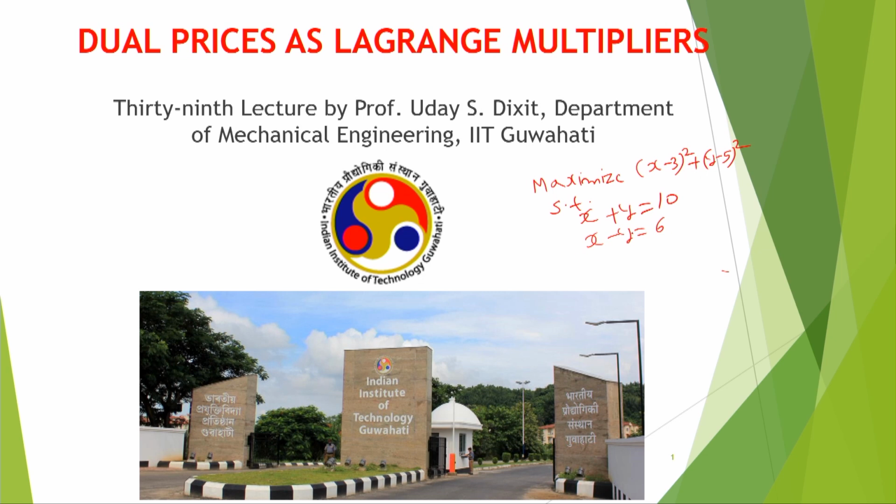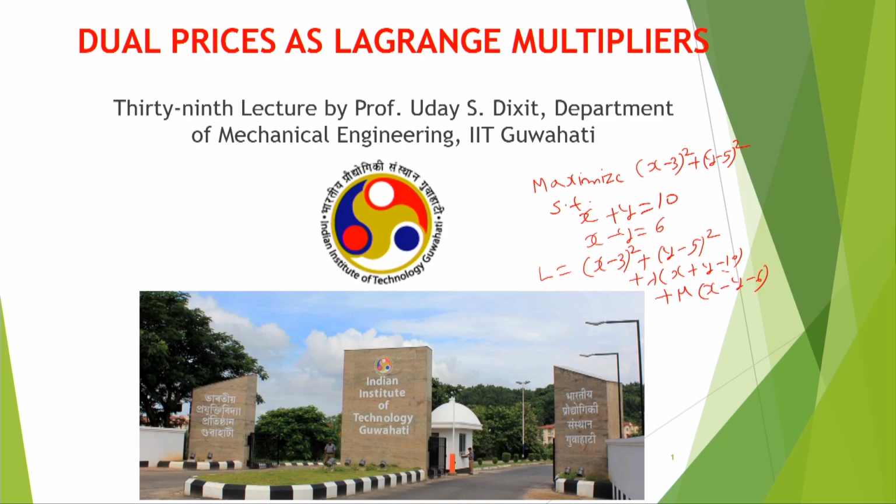By the method of Lagrange multiplier, we can write a Lagrangian function and say (x minus 3) square plus (y minus 5) square plus lambda times (x plus y minus 10) plus mu times (x minus y minus 6), where mu is another Lagrange multiplier, lambda is a Lagrange multiplier. This is called the Lagrangian.